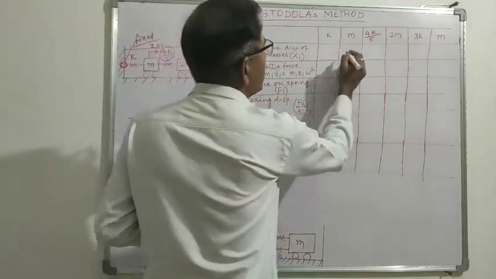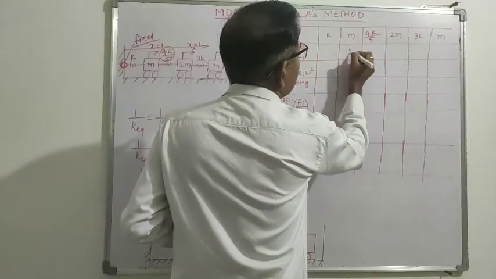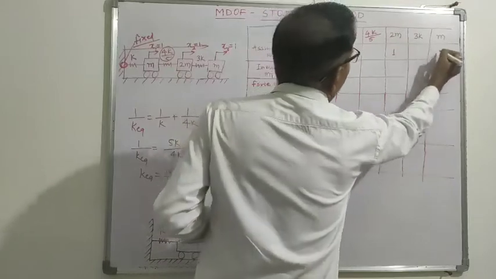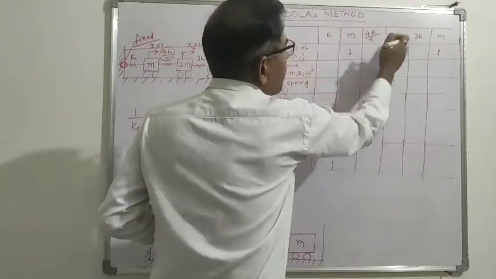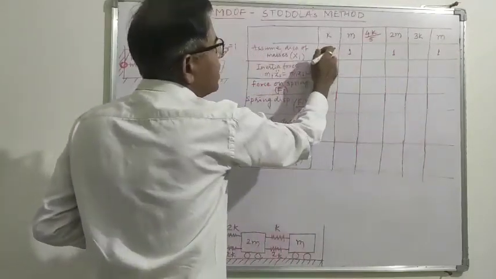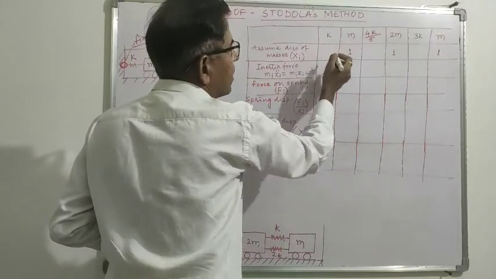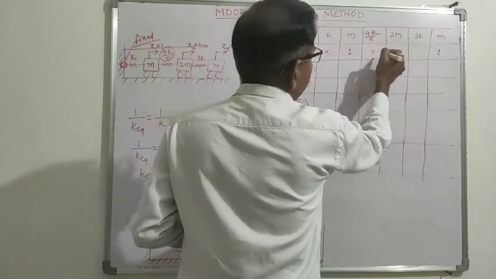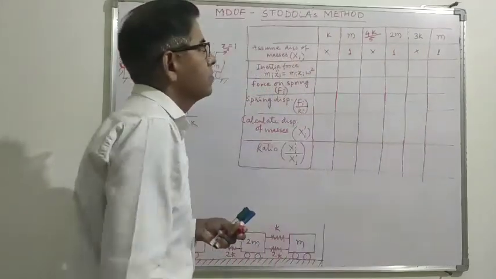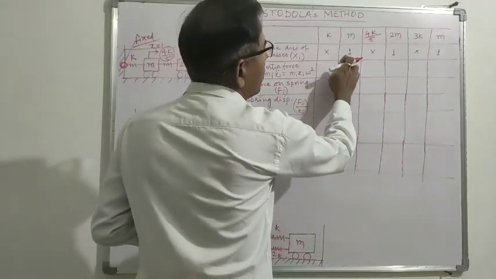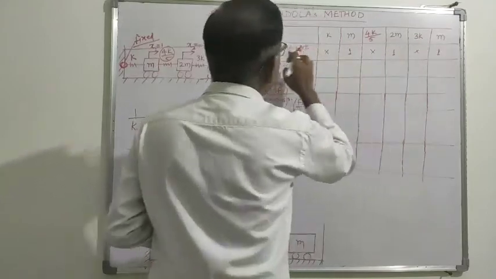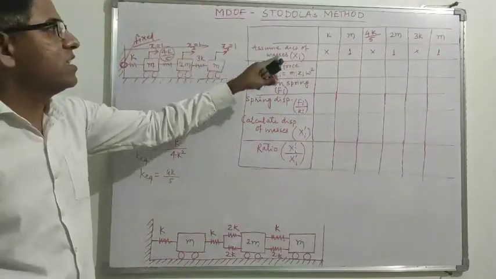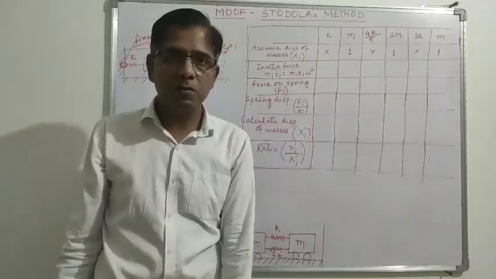So write down the displacement as 1, 1, 1 below the masses. These things are cancelled out. So write down 1, 1, 1. So assume the displacement of masses as 1, 1, 1. This is the first assumption.